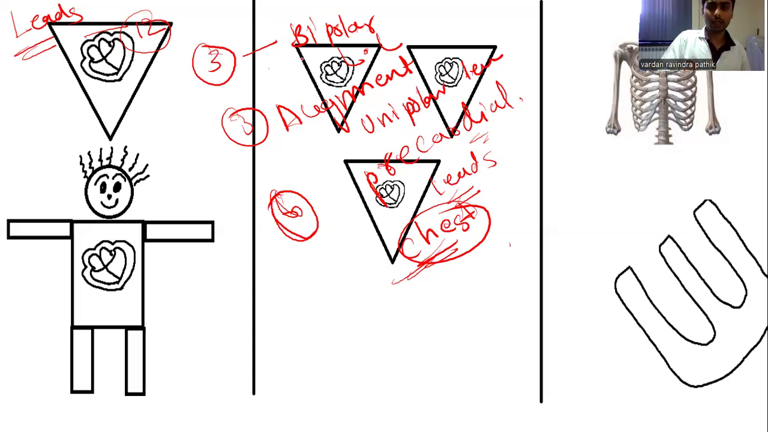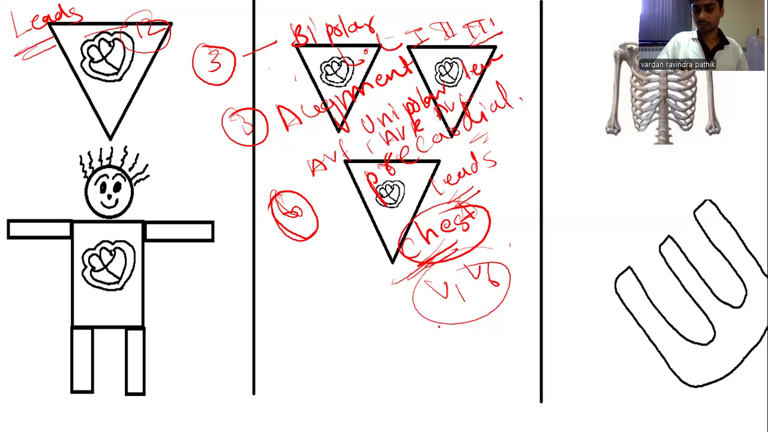Bipolar limb leads are 1, 2, and 3. Unipolar augmented leads are AVF, AVR, and AVL. We will discuss them. And the chest leads are V1 to V6. Now let's discuss them one by one.